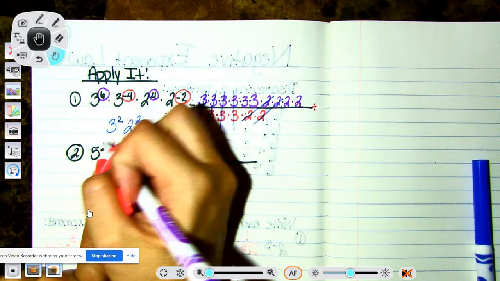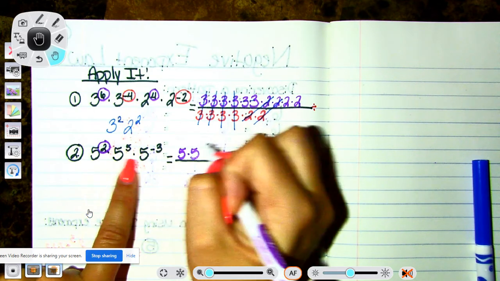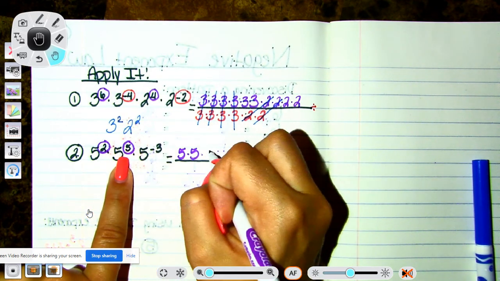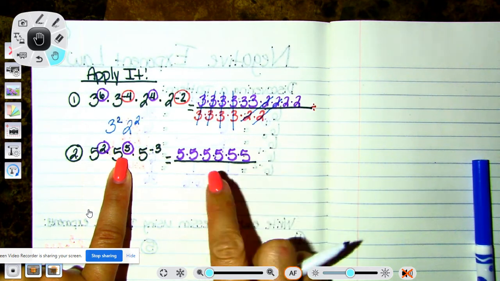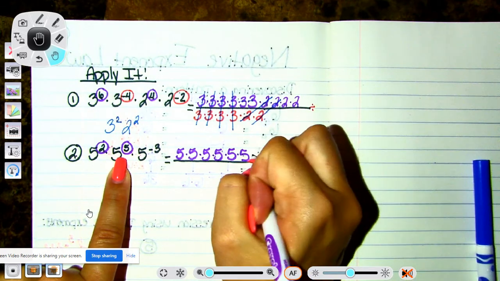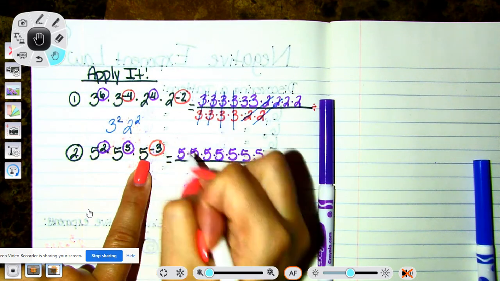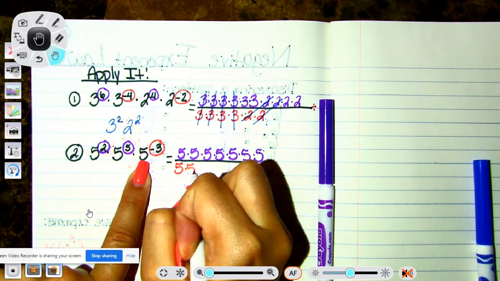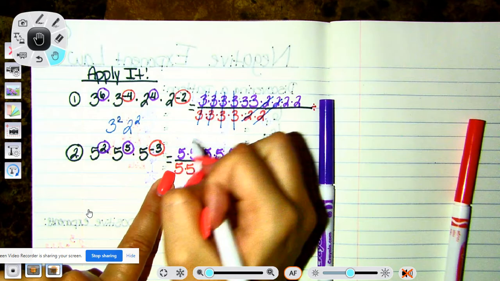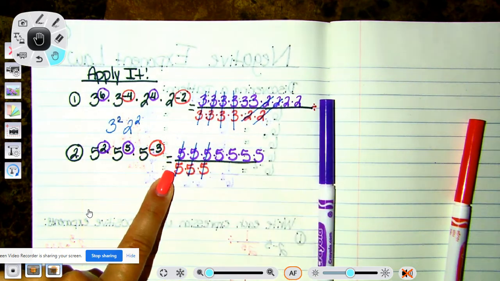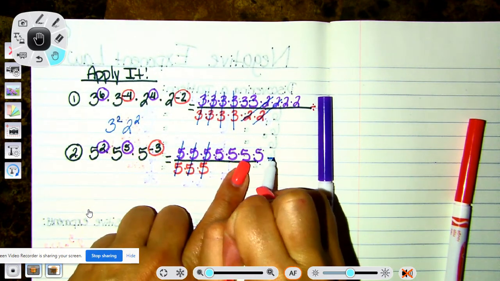Okay, this number here is positive, so it lets me know I'm going to multiply by 5 2 times. This was also positive, so I'm going to multiply by 5 5 times. 3, 4, 5. Now this time I have a negative 3. That means I'm going to divide by 5 3 times. And again, my fraction bar means division. Okay, we're going to simplify it. 5 divided by 5, all those reduce to 1, so I'm left with 1, 2, 3, 4 5's.